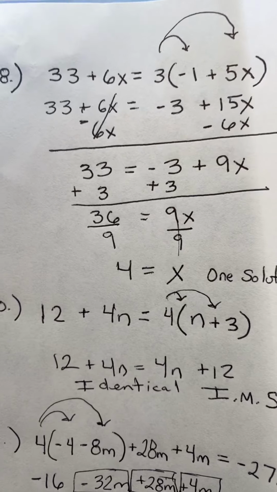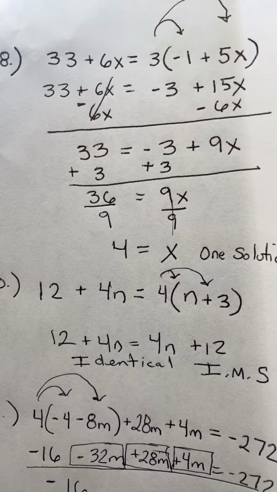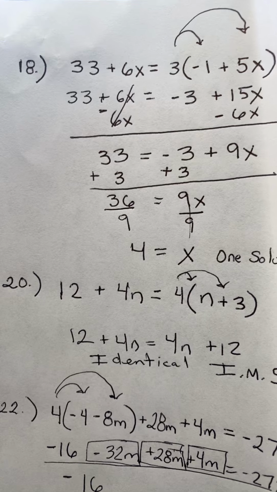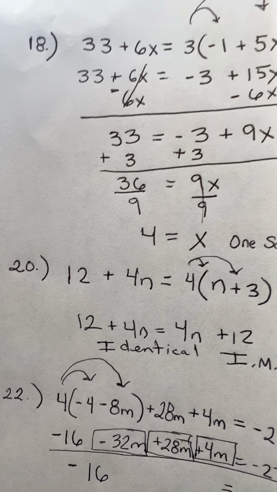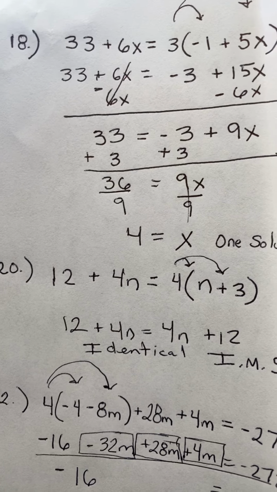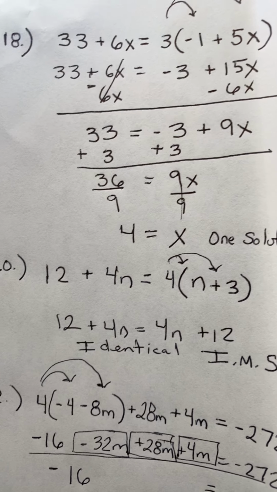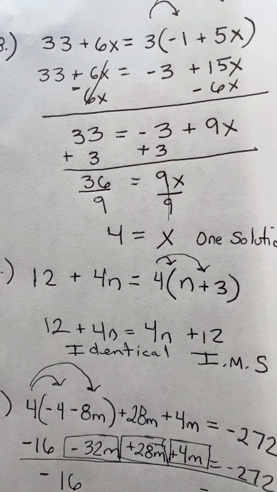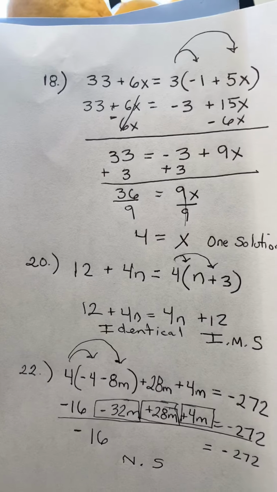This one here, parentheses, distribute. 3 times -1, -3. 3 times positive 5x, positive 15x. Now I don't have any teammates on the same side of the equation, so now I have to do Dodgers and Angels, get them in the right dugout. I subtract 6x. From 15x, I get 9x. I add 3, I get 36. Last step, divide the 9 into 36, and x equals 4. I have one solution in that equation.